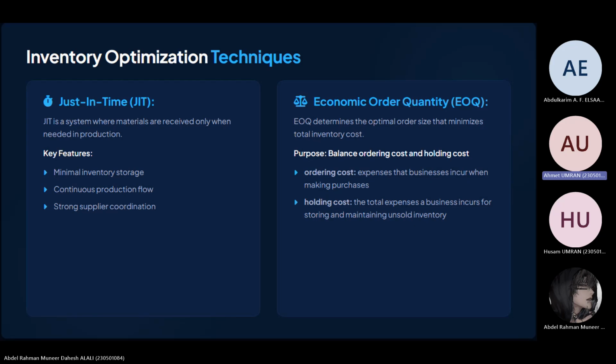However, it requires very strong coordination with suppliers. If there is any delay in delivery, production can stop completely. So JIT works best when suppliers are reliable and processes are well organized.